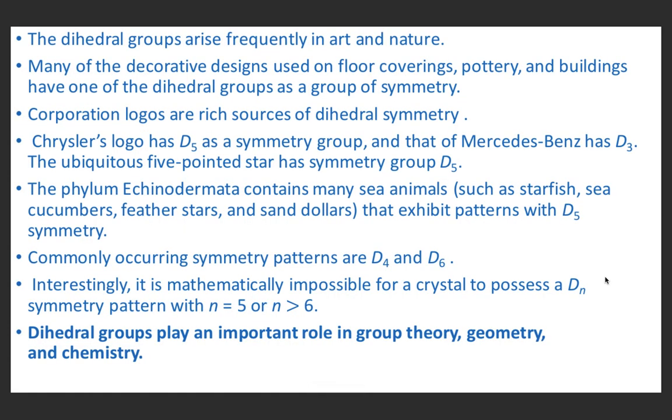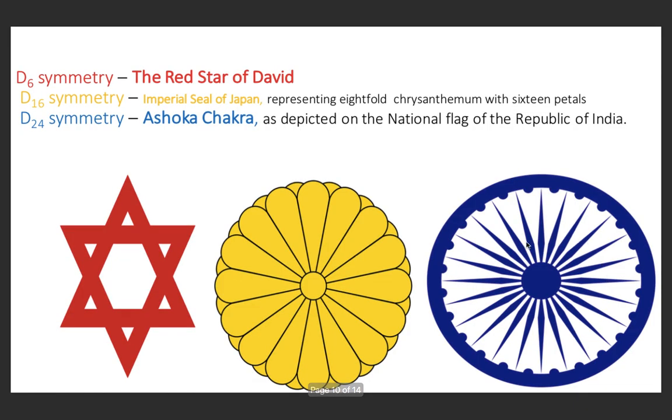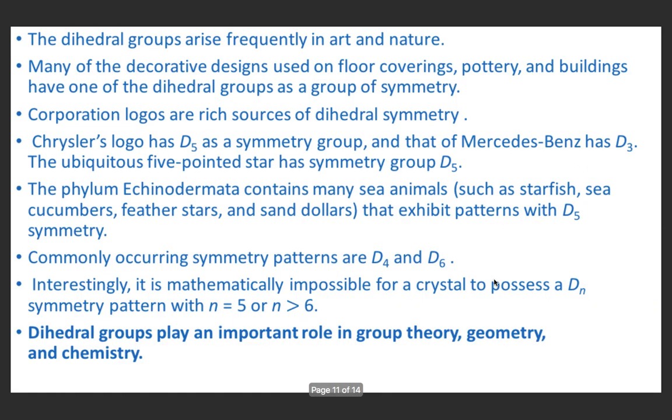So the dihedral groups arise frequently in art and nature. Many of the decorative designs used on floor covering, pottery, and buildings have one of the dihedral groups as the group of symmetry. Corporation logos are a rich source of dihedral symmetry. So we have seen in the last table some of the dihedral groups. This is D6, this is D16, this is D24.